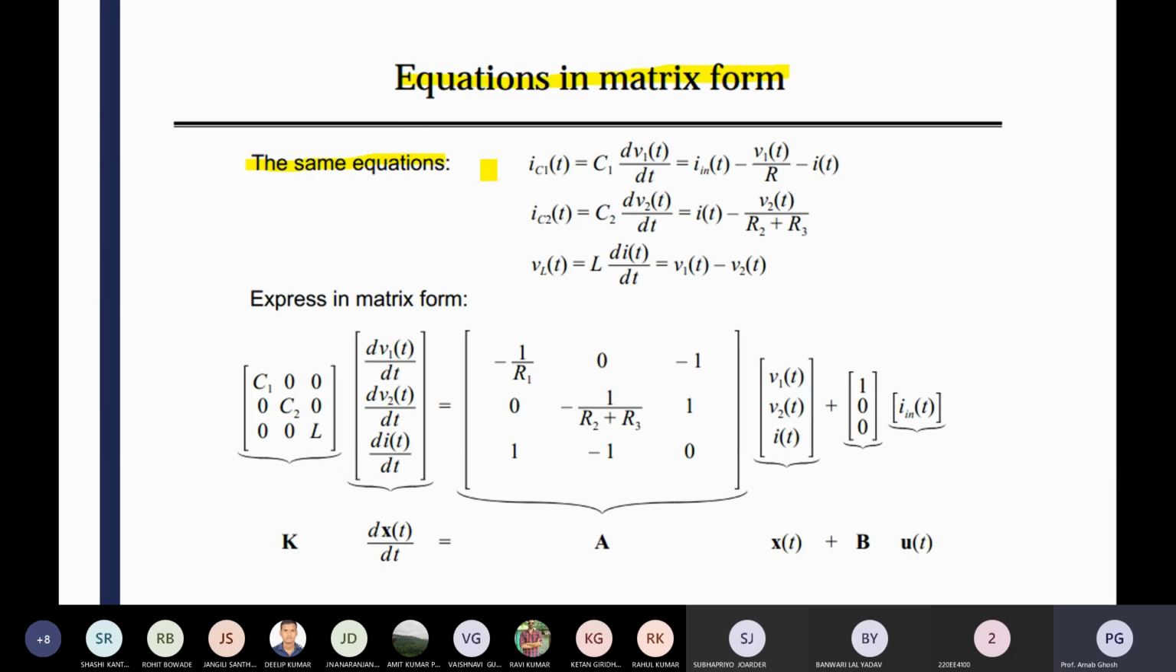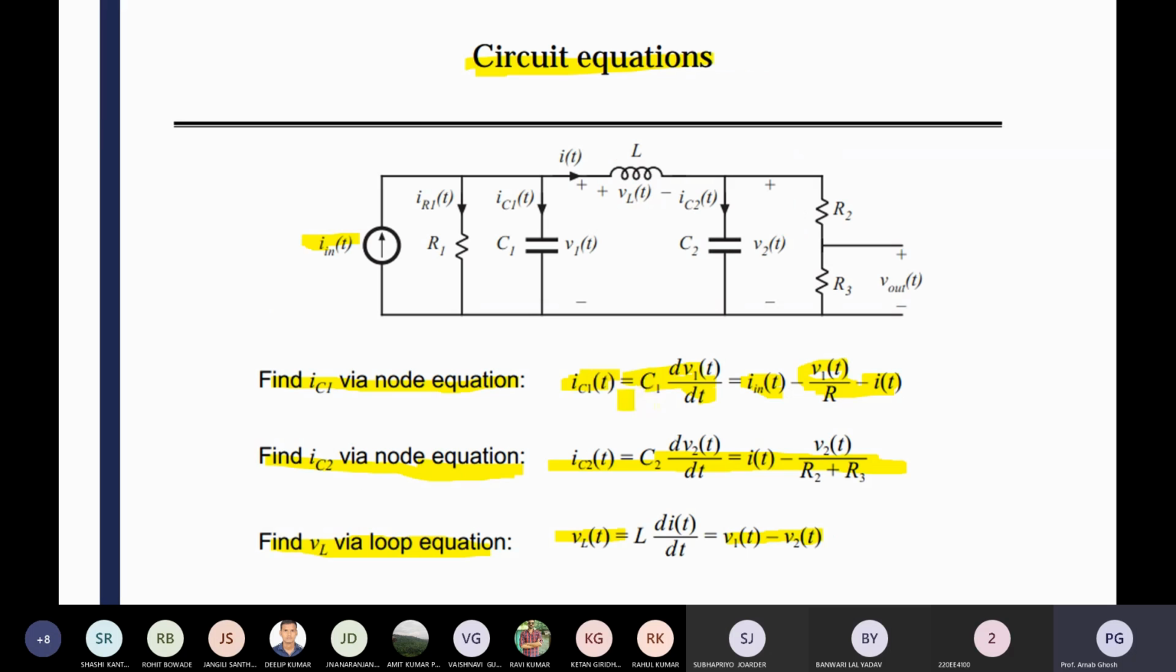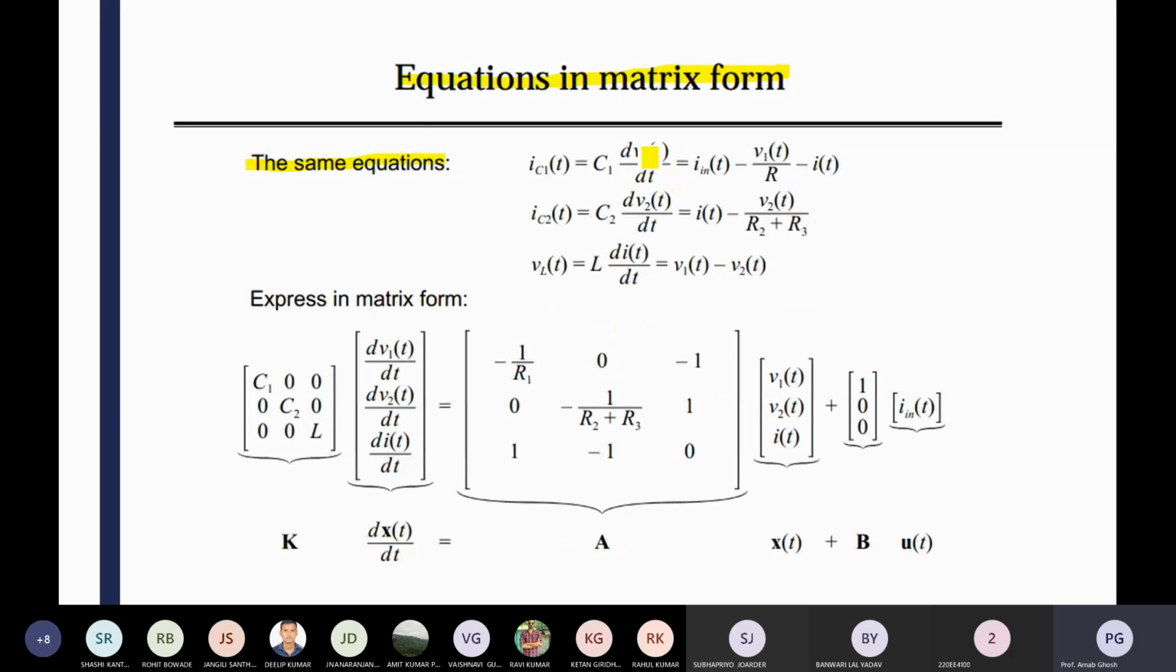So the same equations are there. Now you put them in matrix form. From here you can get C1, C2, L. You can write C1 dV1(t)/dt plus C2 into 0 plus L into 0, basically there is no combination. That's why in the second row, it is C1 into 0 plus C2 dV2(t)/dt plus 0. In the third row, C1 into 0 plus C2 into 0 plus L di(t)/dt.